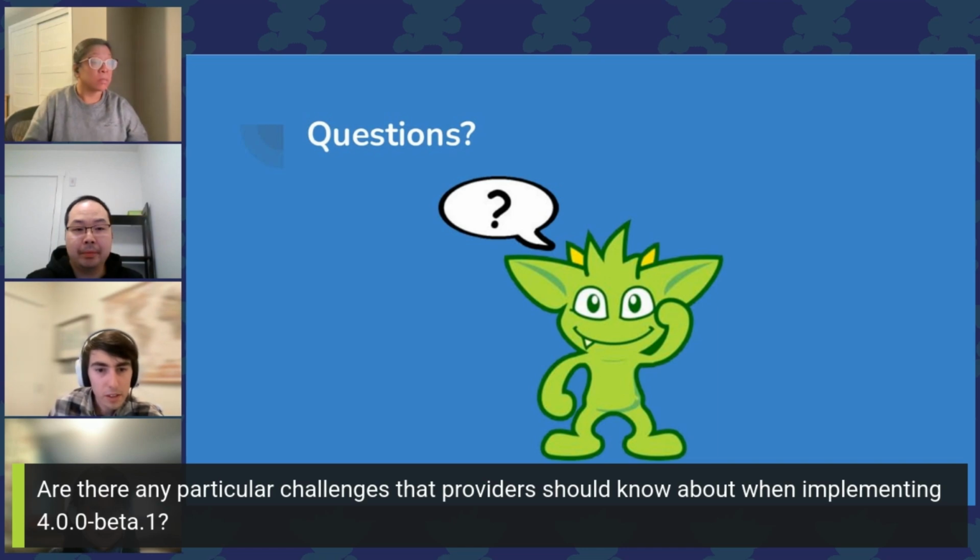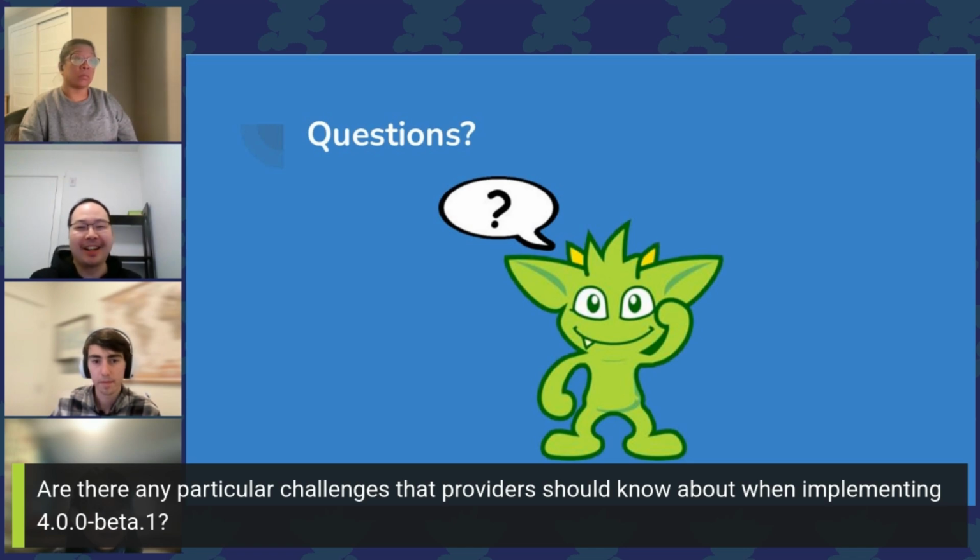Are there any particular challenges that providers should know about when implementing the 4.0 beta? I would say there were quite a few things we changed for providers, and one of the things we talked about was the removal of op processor. I don't know if any provider actually used op processor, but there were a lot more changes than that. I would refer to the upgrade docs there, since there's a whole section for providers. But off the top of my head, there are things like that we've changed.